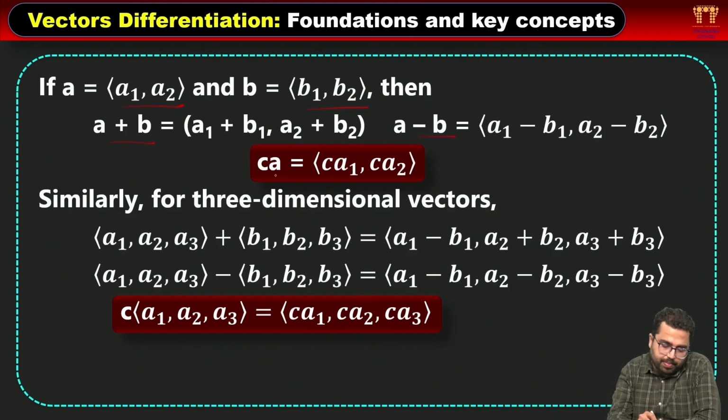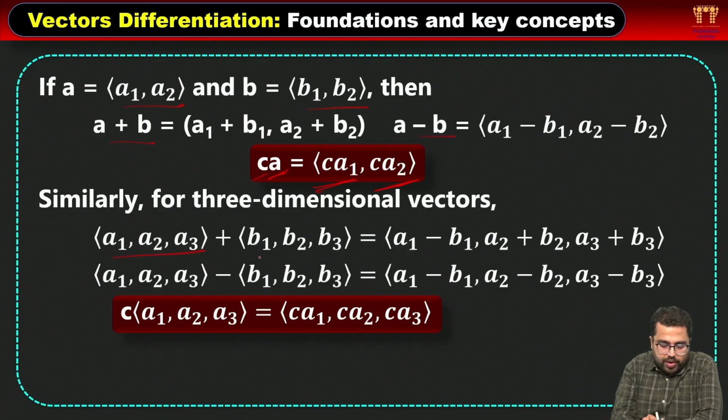Again, you can multiply some vector A with some scalar c. So if a1, a2 are the two components of vector A, and a scalar is multiplied to that vector, the new vector will be ca1 comma ca2. Its first component will be ca1 and its second component will be ca2. Similarly, you can do the same operations for three-dimensional vectors also.